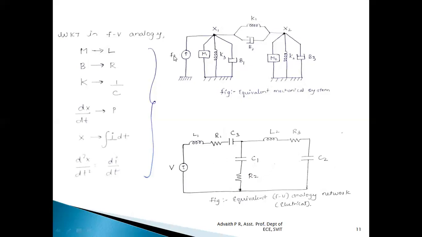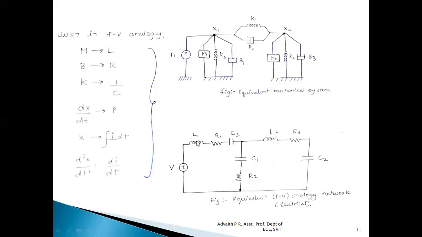In place of force, we write voltage because force is analogous to voltage. Next, M1, K3 and B1 are completely under the influence of x1. In place of mass M1, I'll be writing L1. In place of K3, I'll be writing 1 by C3. B1 will be written as R1. These three mechanical elements, which are connected in parallel in the equivalent mechanical system, will be connected in series in the FV analogy electrical network.